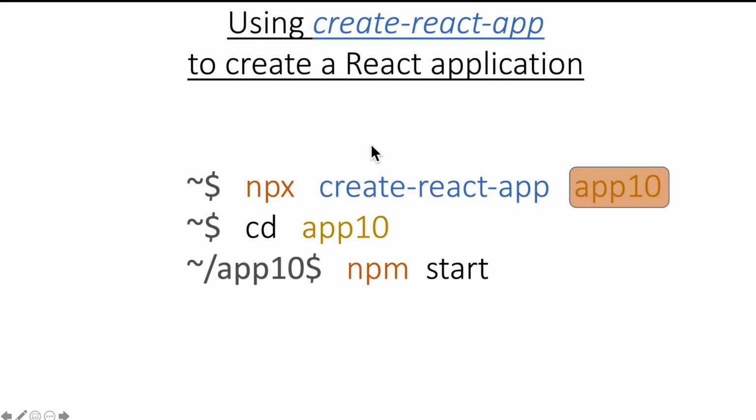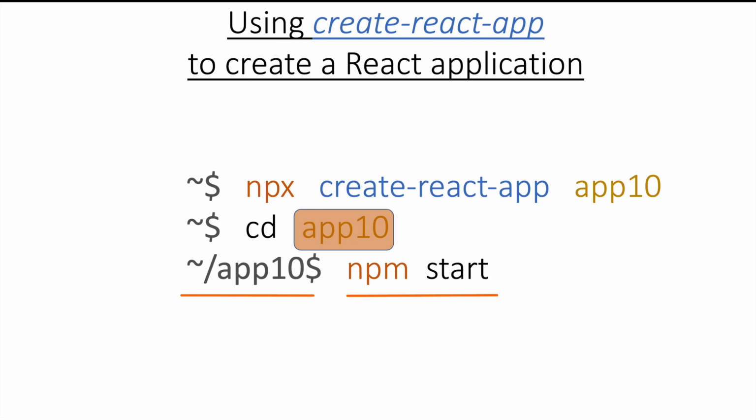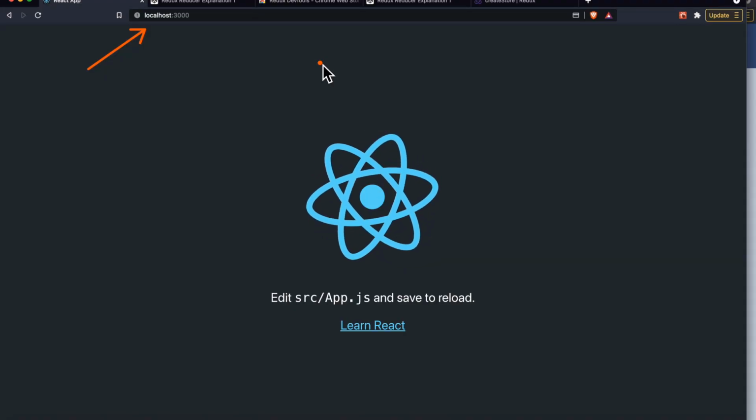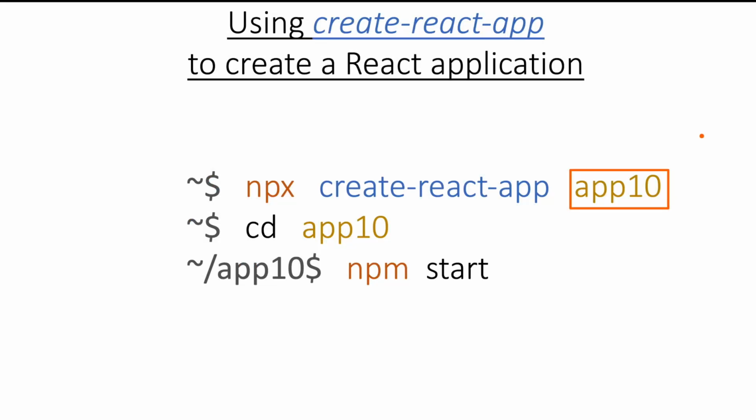followed by the name of the application. I have given app 10 over here. You can give any name you want. Once that command completes, cd into that folder, and from within that folder, type npm start. That should start the development server and also open this folder in VS Code.